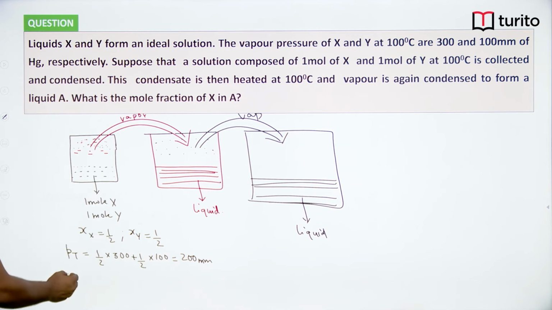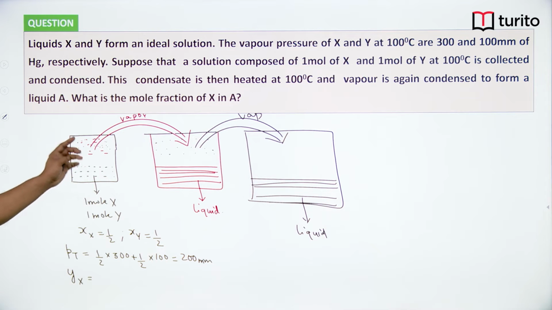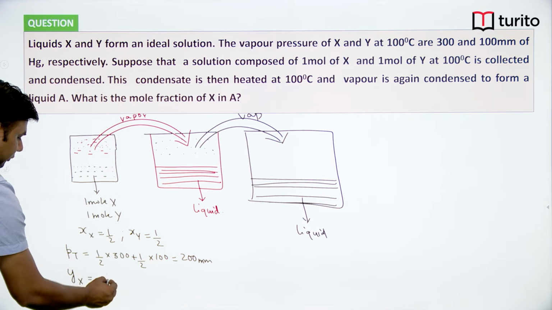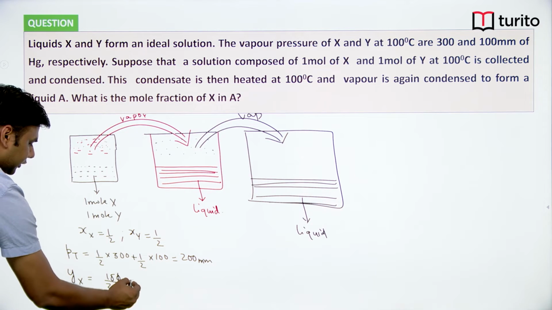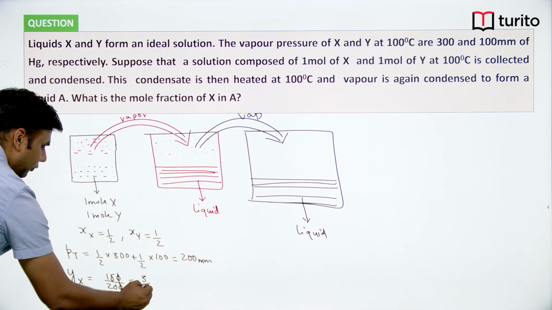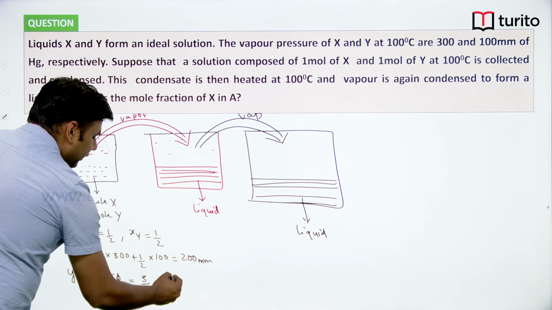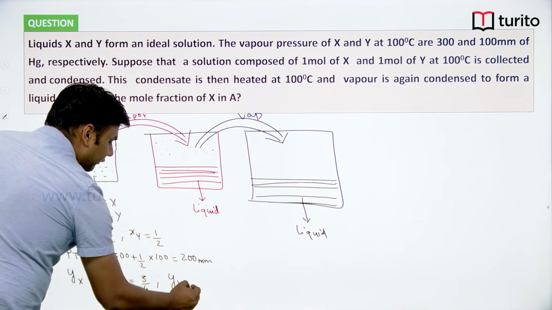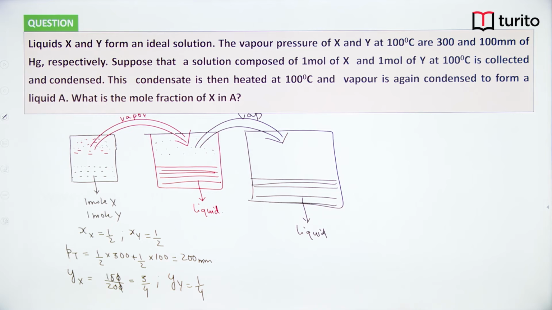So the vapor pressure of X in the vapor phase, okay, the mole fraction of X in the vapor phase would be the partial pressure of X upon total pressure. So the partial pressure is half into 300, that is 150 upon 200. Okay, so this is basically 3 by 4. Similarly, the mole fraction of Y in vapor phase would come out to be 1 by 4. Okay, so this is the calculation in the first container.